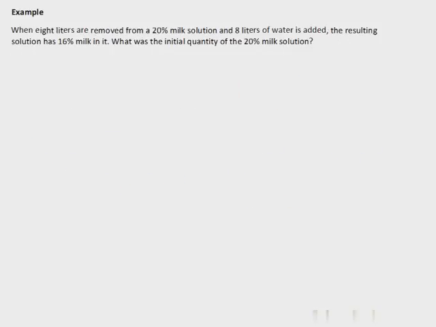When 8 liters are removed from a 20% milk solution and 8 liters of water is added, the resulting solution has 16% milk in it. What was the initial quantity of the 20% milk solution? So I need to know the volume of the initial solution before I removed 8 liters of the solution and added 8 liters of water. So let's do it algebraically. Let's say there were X liters totally.